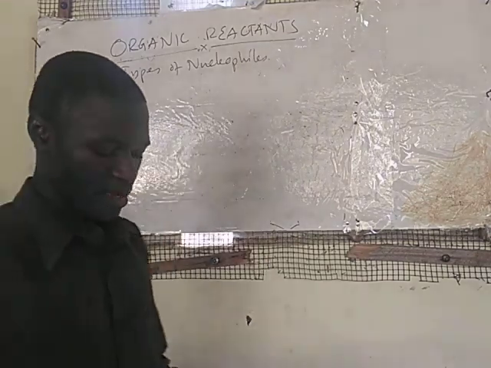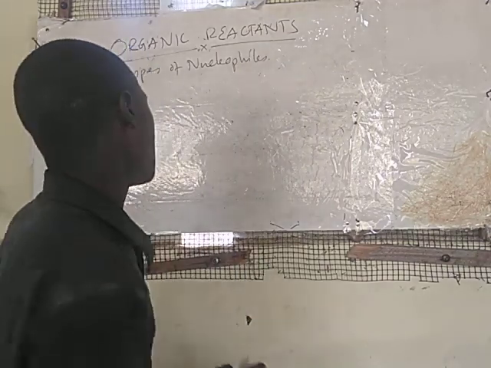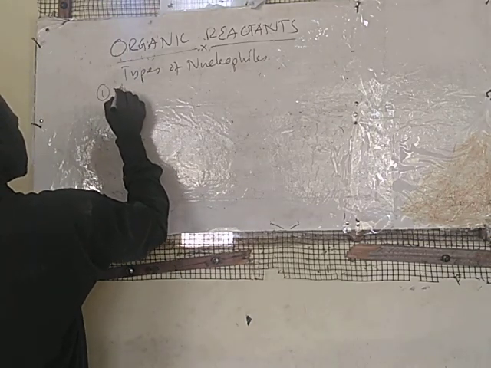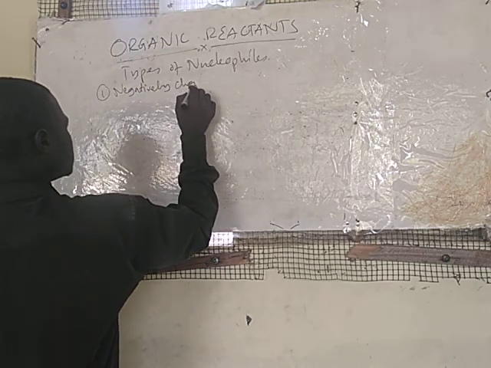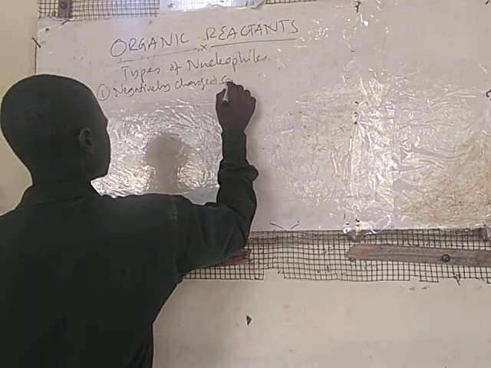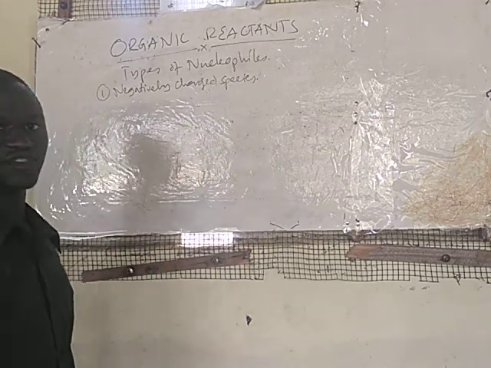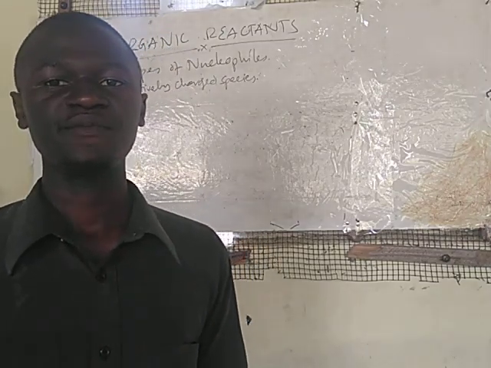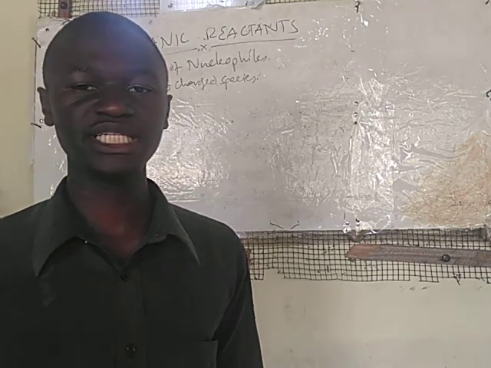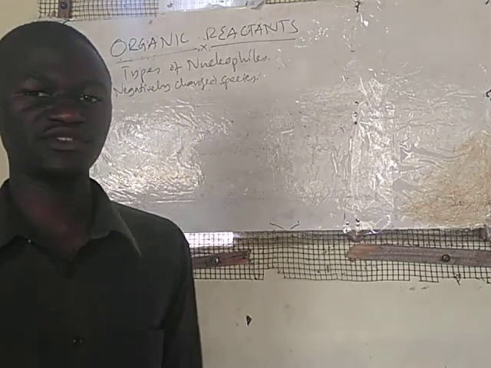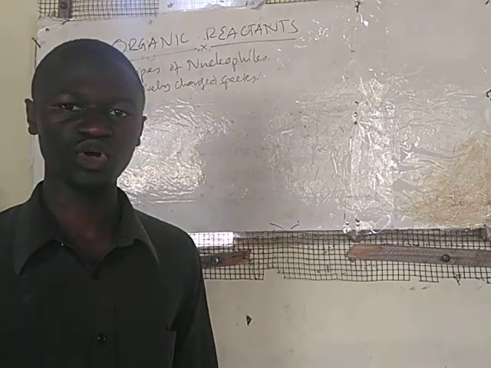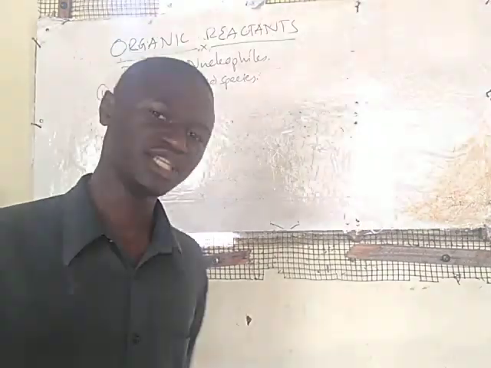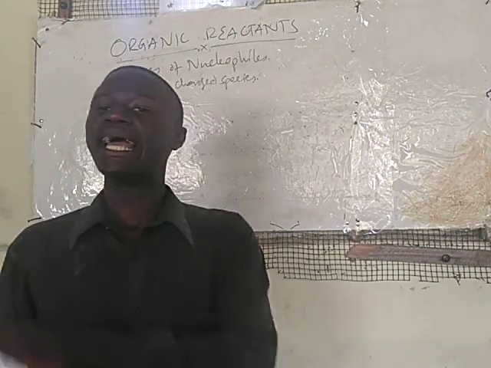As I told you, we have three categories. Our first category is negatively charged species. Any negatively charged species can act as a nucleophile, whatever negatively charged species you know in the world, whether it is chloride, fluoride, or any other.